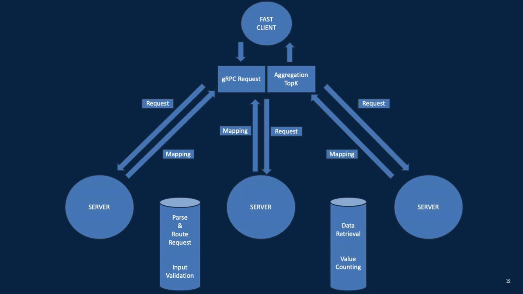On the fast client, the request is sent directly to the server. Firstly, the fast client sends the gRPC request to the server, and the server parses and routes the request, the same as get and batch get previously. It goes through the 6 handler chains and validates the input, and the server does the data retrieval and counts the values on the server. After that, the server generates all the maps and sends them back to the fast client, and the fast client does the top K operation. That's the basic process of the server side. The function and features are the same as the client side, so I don't need to display a demo of this.